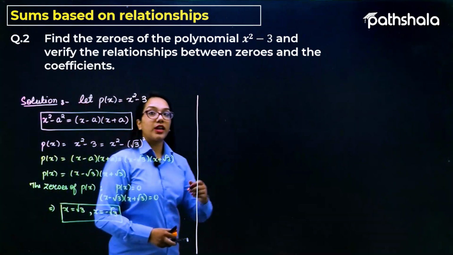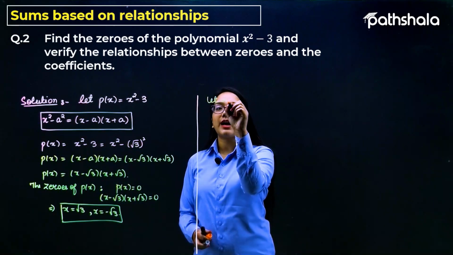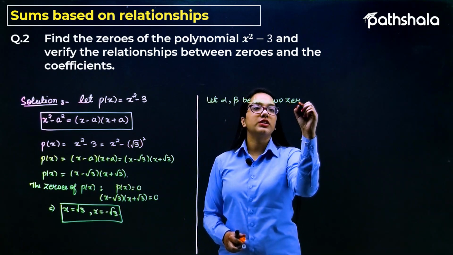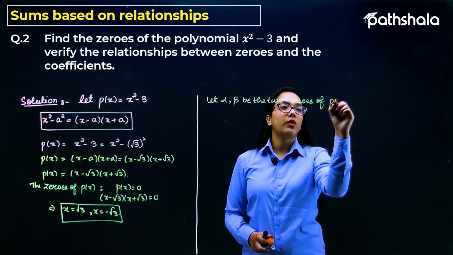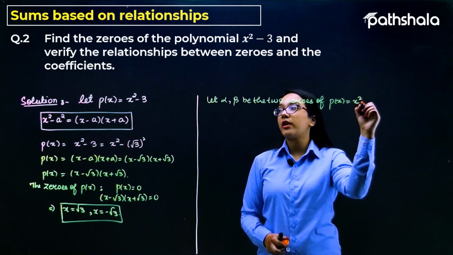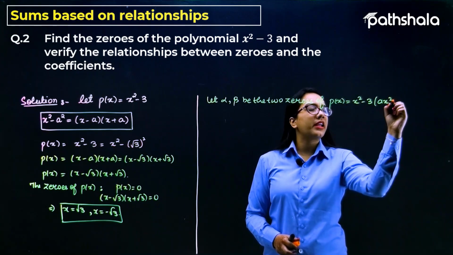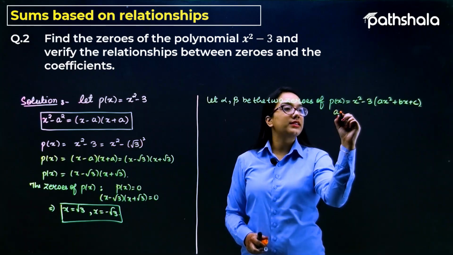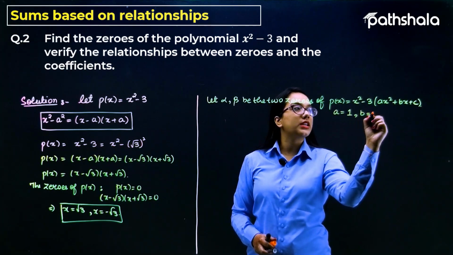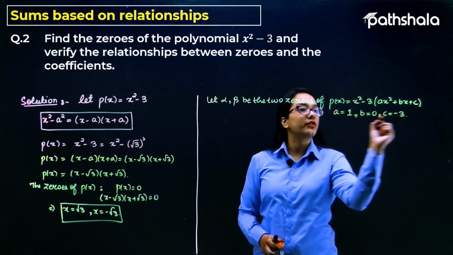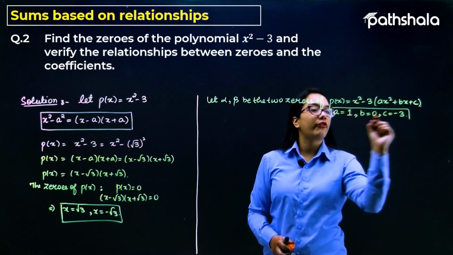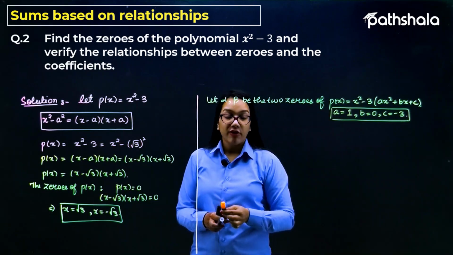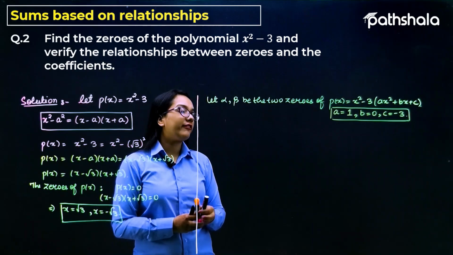So let alpha and beta be the two zeros of the quadratic polynomial p of x as x square minus 3. Now let us suppose I am taking it as ax square plus bx plus c. By comparison, the value of a is 1, the value of b is 0, and the value of c is minus 3. So these are the values of the coefficients of the variable x with the different degrees. Further, we have to verify the relationship.